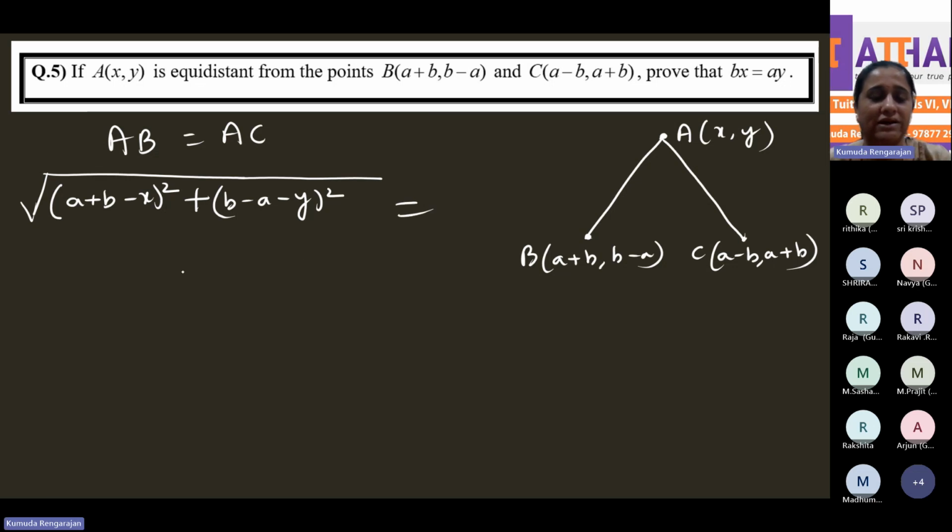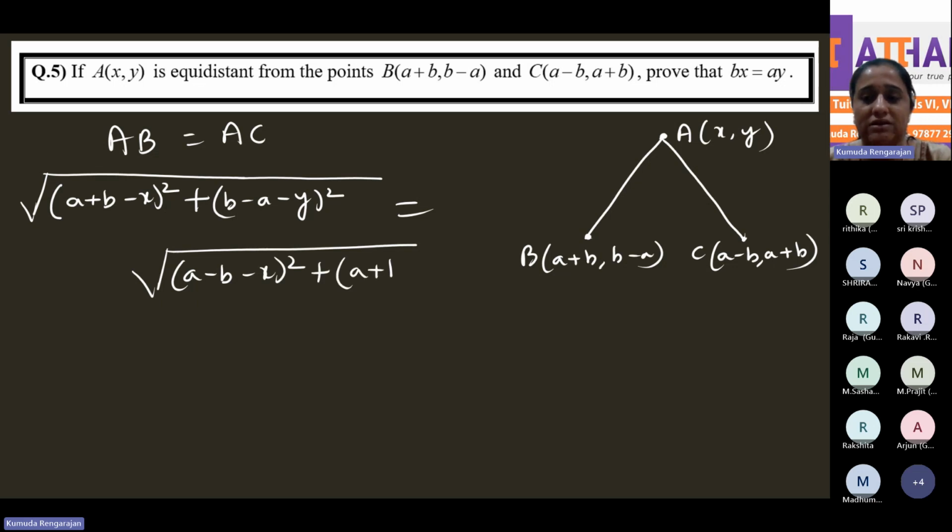I don't have place, so I'm writing to the next line, children, is equal to square root of... Now AC. So look at the coordinates of A and C, don't see B. In A and C, we have the x coordinates, right? Subtract them. So let me write a minus b first and then minus x, the whole square, plus a plus b, the y coordinate of C, and then minus y, the whole square.